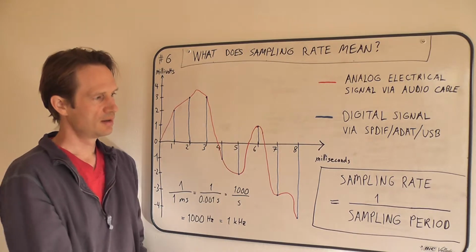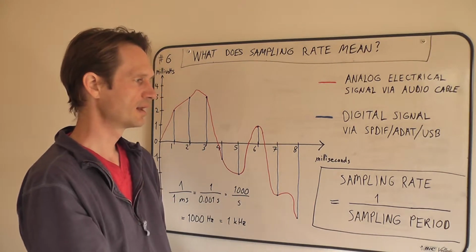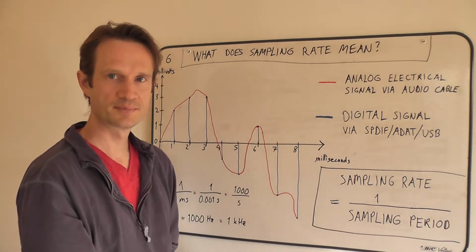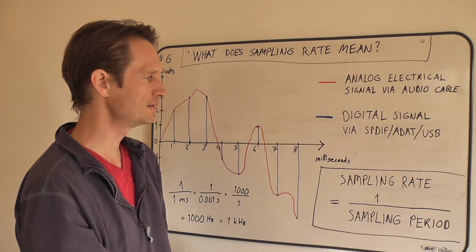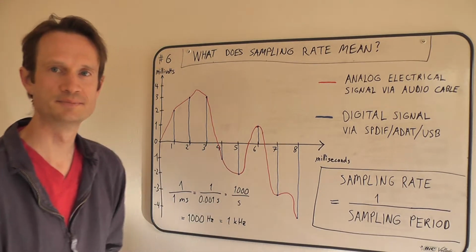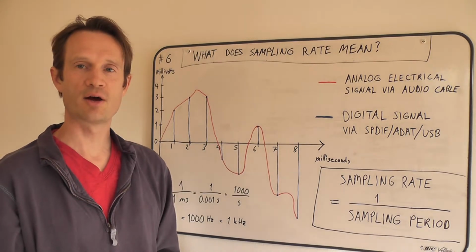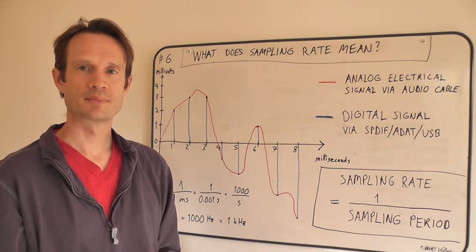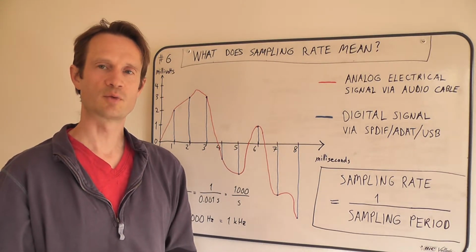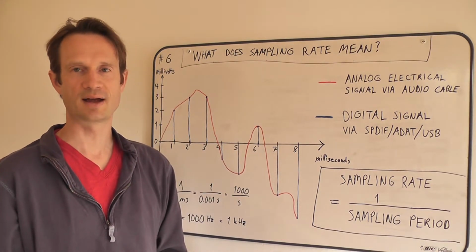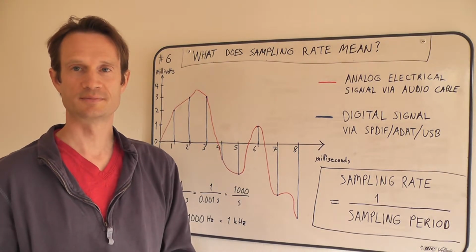Okay? And you can also, of course, if you have the sampling period, calculate the sampling rate in the same way, meaning that sampling period is equal to 1 over sampling rate. And using this, you can figure out, for example, the standard audio sampling rate that has been used for many decades now is 44.1 kilohertz.